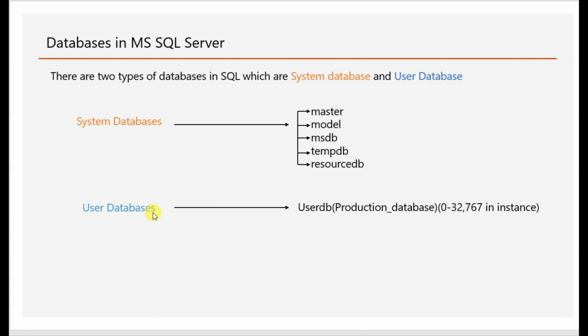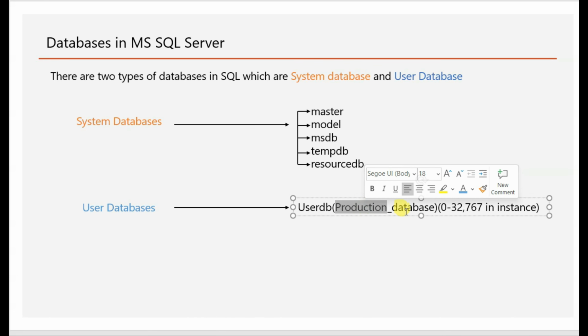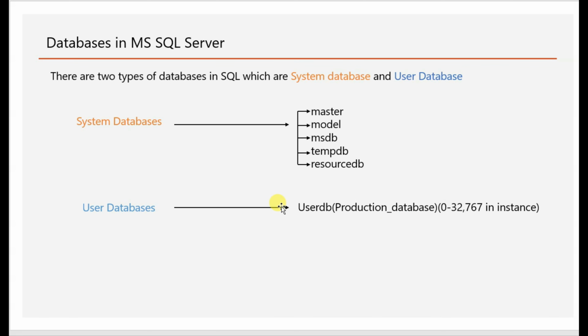So what is a user database? A user database is a database which we create. Those databases are called user databases. Let's say one database I have created is the production database. The production database which we have created is called a user database. In one instance we can create up to 32,767 databases. These databases will be maintained by the system databases.